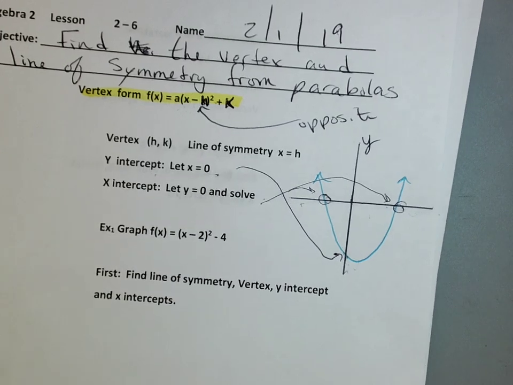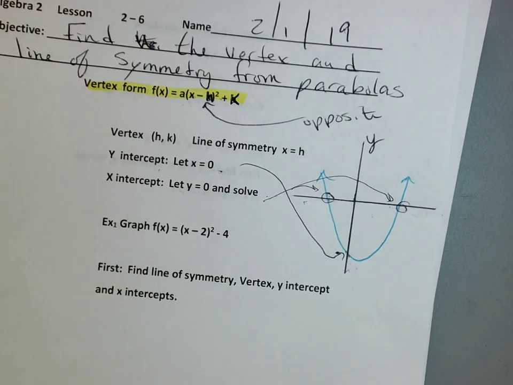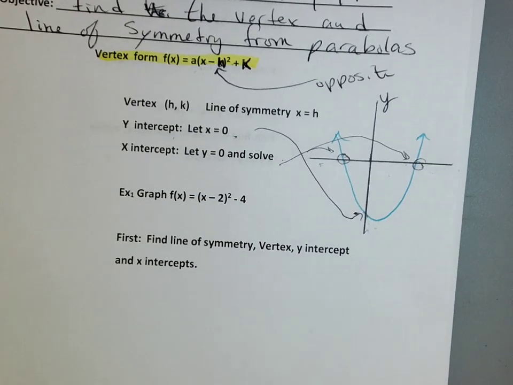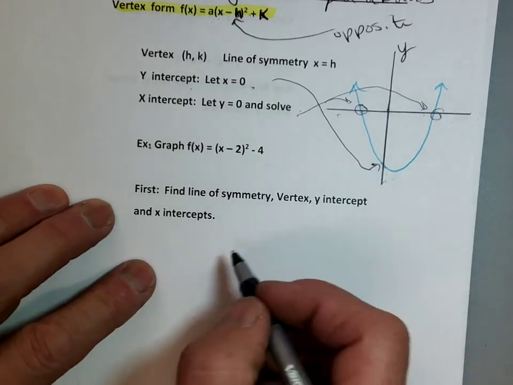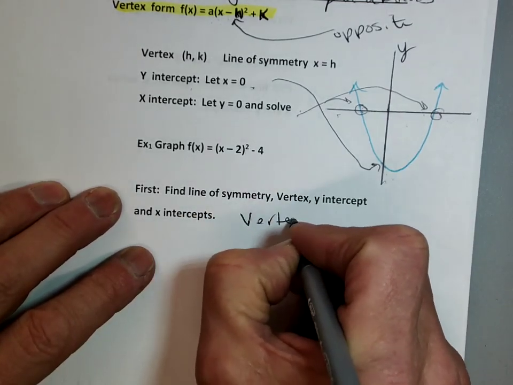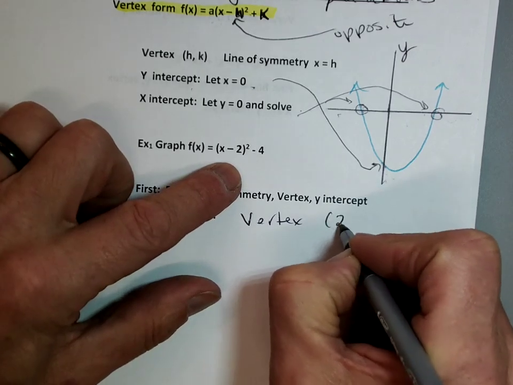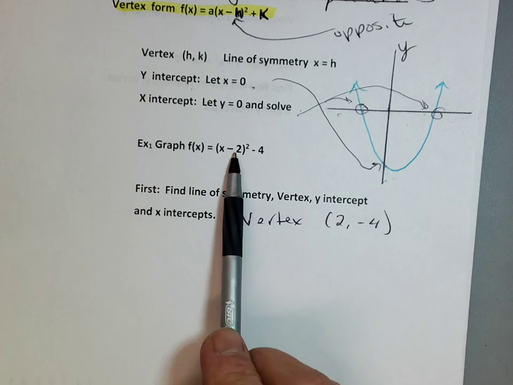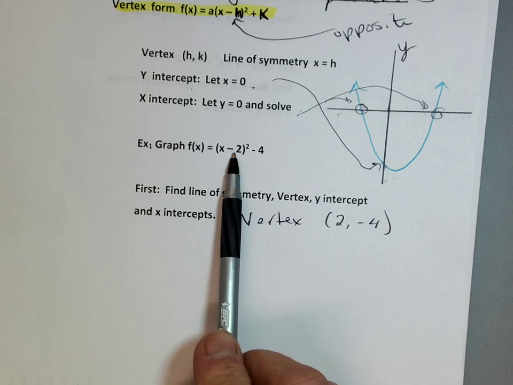And then, example 1, let's graph this, and let's find the line of symmetry, vertex, y-intercepts, and x-intercepts. Now this was not too bad. In fact, I think we did this one in the warm-up. So first of all, the line of symmetry, if we know our vertex is at (2, -4). It's -2, so it's the opposite, +2, -4.